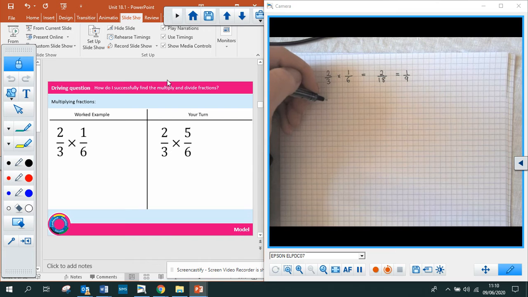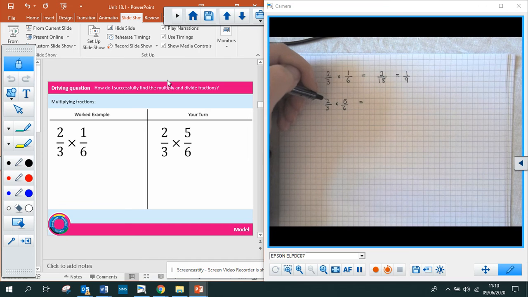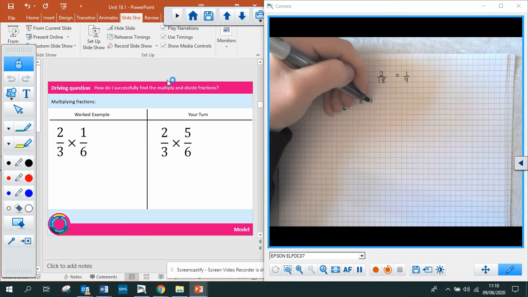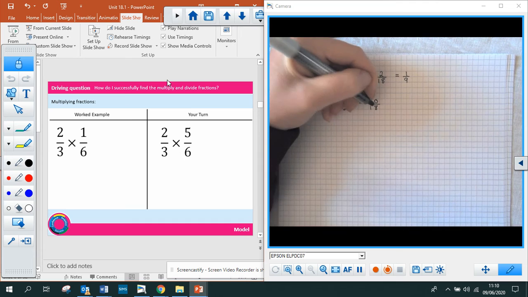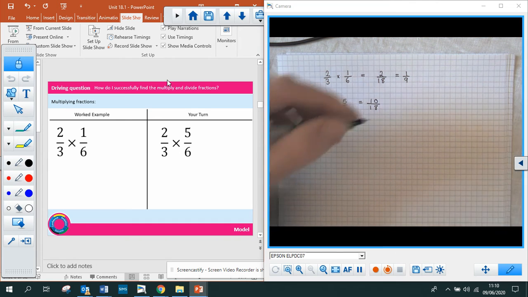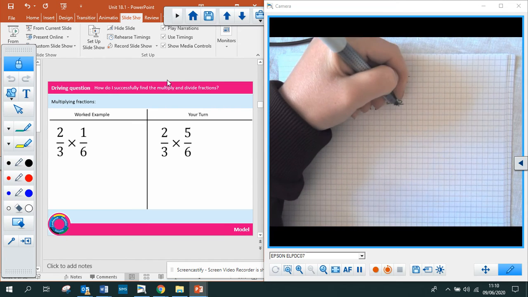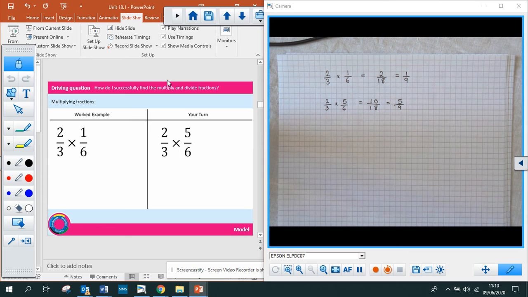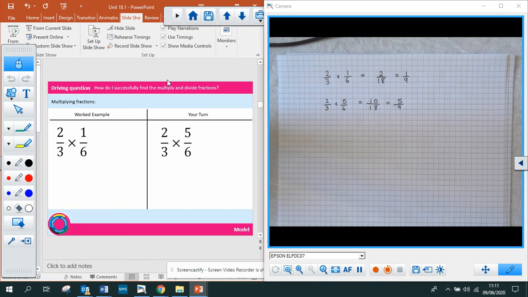Okay, so for your turn you had 2/3 multiplied by 5/6. You need to do 2 multiplied by 5 because we're multiplying our numerators together. 2 5s are 10. And then 3 multiplied by 6, which is 18. So your answer is 10/18. That's not been simplified. They're both divisible by 2. 10 divided by 2 is 5. 18 divided by 2 is 9. So you could have had 5/9. Okay, but don't worry if you didn't simplify and you only got to that part. That's fine.